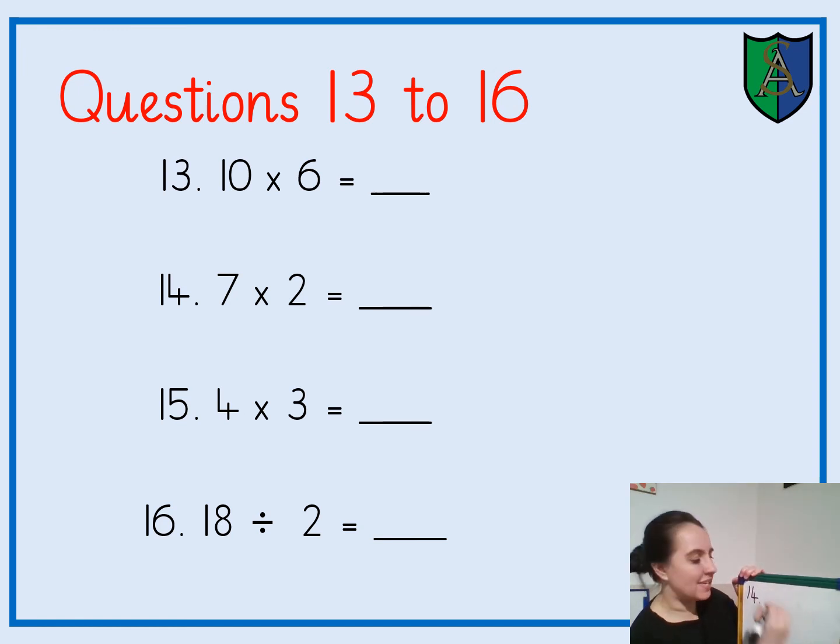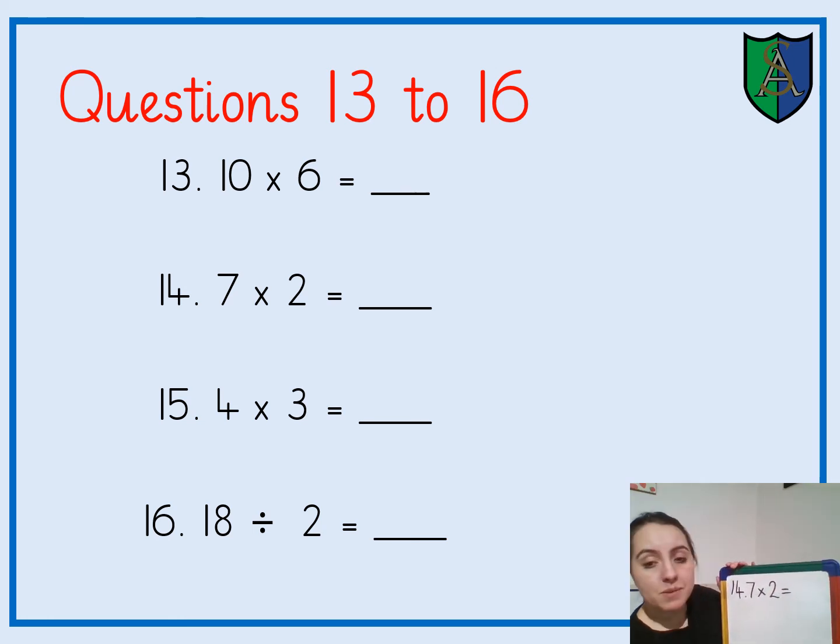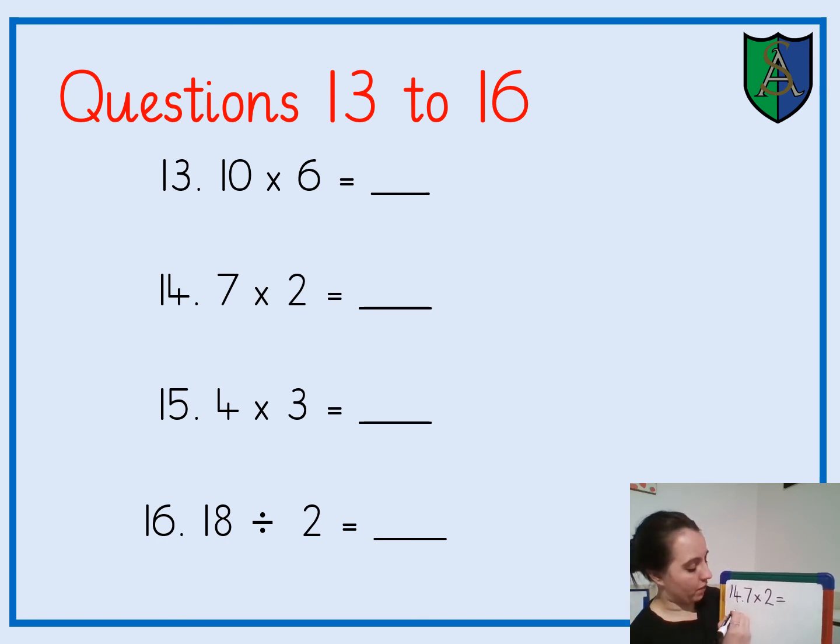Question number 14 is 7 times 2, okay? Now, when we times something by 2, that just means that we're doubling it, okay? So if we were to double 7, we might want to draw it out like this. 1, 2, 3, 4, 5, 6, 7. 1, 2, 3, 4, 5, 6, 7. And then we could count all of those dots. 1, 2, 3, 4, 5, 6, 7, 8, 9, 10, 11, 12, 13, 14. Okay, so double 7, or 7 times 2, is 14.